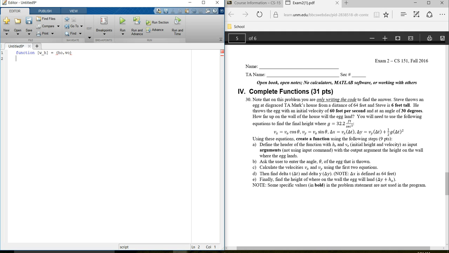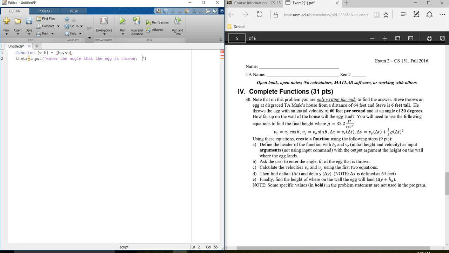Ask the user to enter the angle theta of the egg that is thrown. Theta is equal to input, enter the angle that the egg is thrown. I'm doing this live, guys. This is how long it takes me to do a function usually. I have to sit and read it 8 times to make sure I know I'm doing it right.